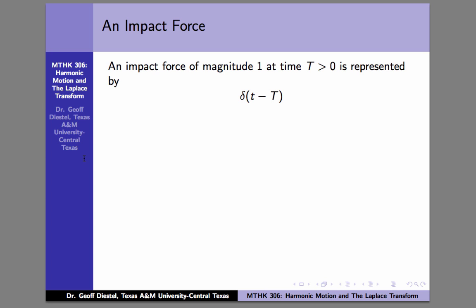All right, so for the last topic we're going to talk about, this will be part of your final homework assignment, which is only going to be a couple problems similar to the example here. We're going to talk about impact forces. So some object is following, say, harmonic motion, and then at some future time, capital T, some other object collides with it and gives it a force either up or down at a certain instant in time.